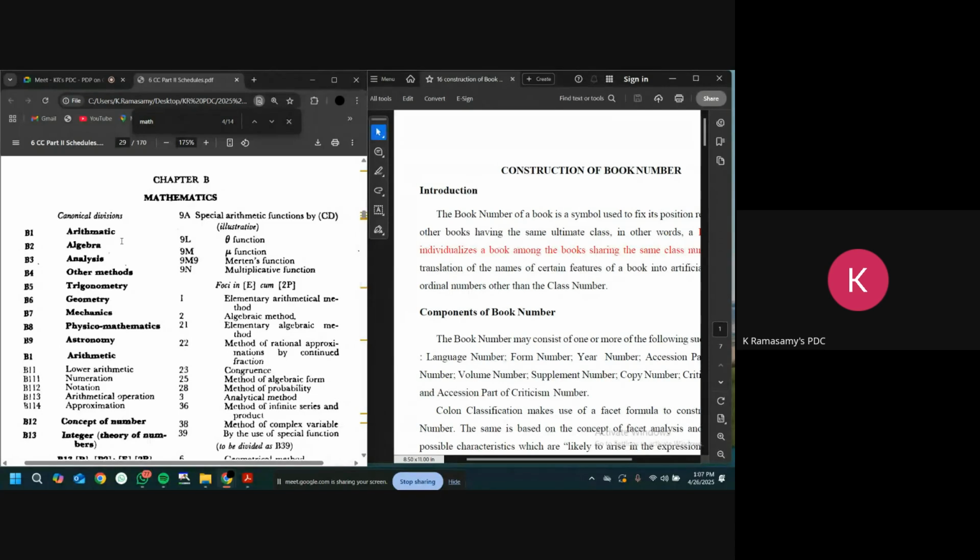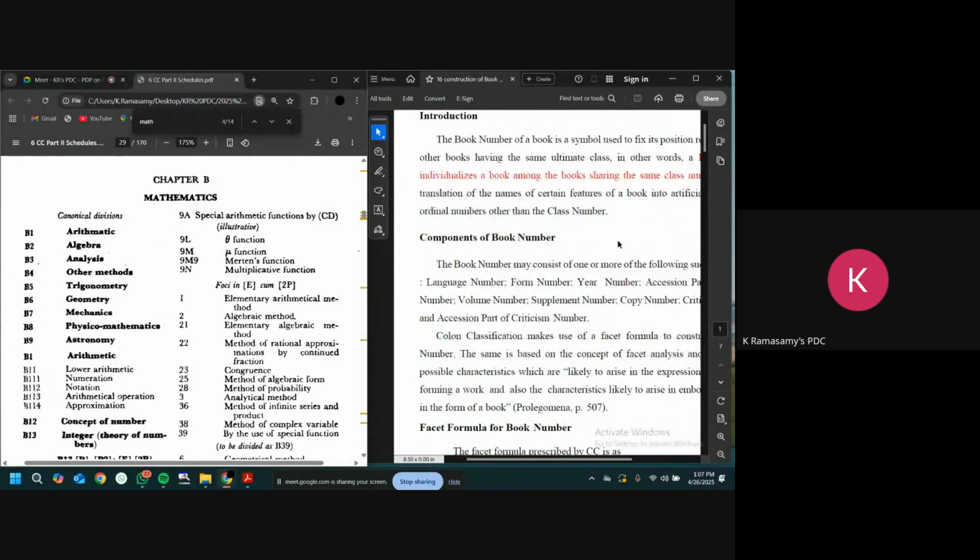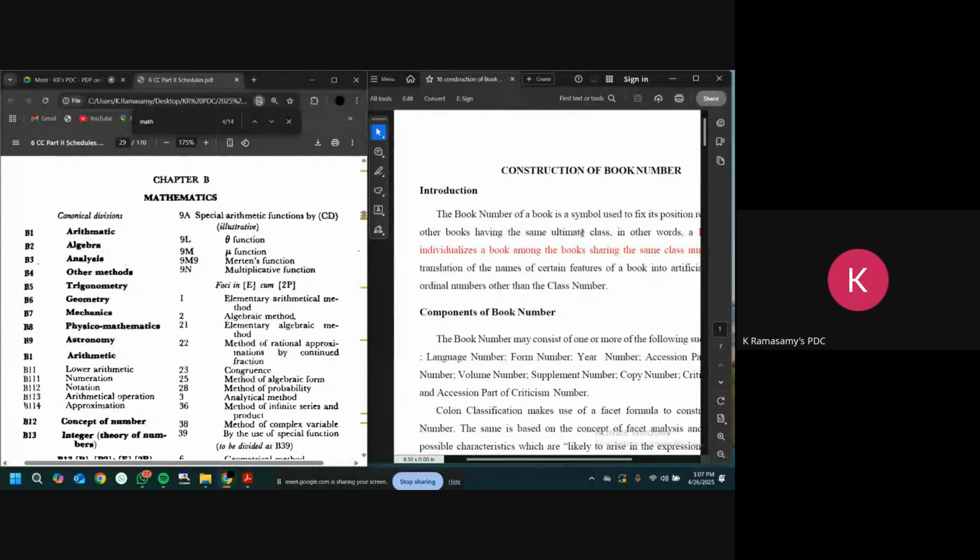Whatever we discussed so far is called a class number. Normally we talk about classification. We prepare a call number. See, a call number consists of 3 components: class number, book number, and collection number. All these 3 numbers together are known as the call number. The classification number talks about the subject of the book. If more than one book has the same subject number, the same class number, then you have to make use of the book number to differentiate one book from the other.